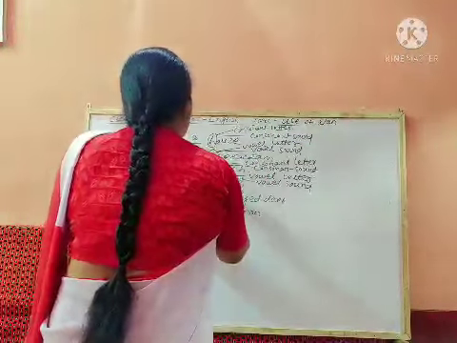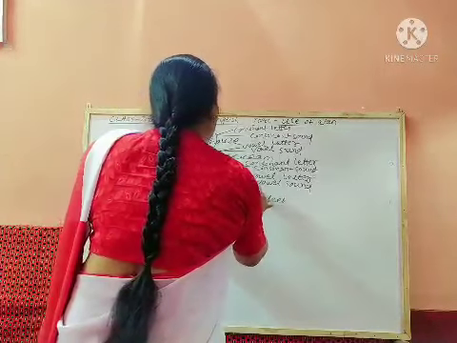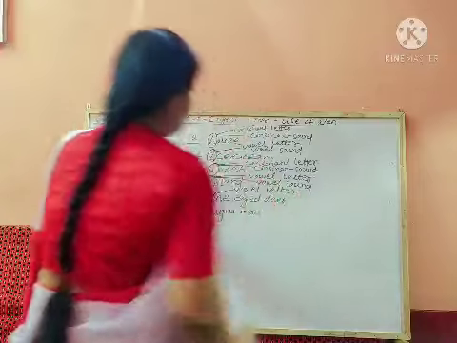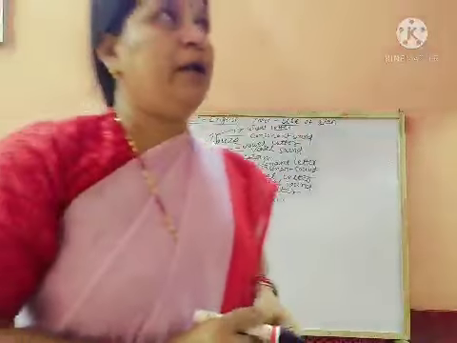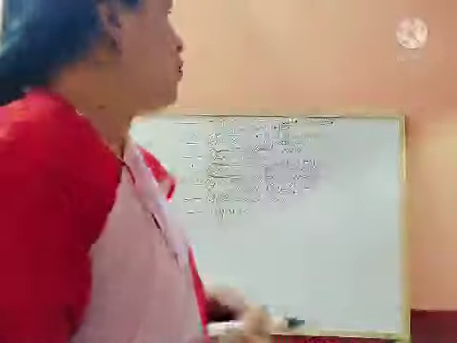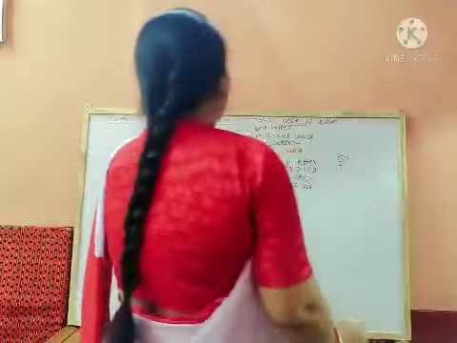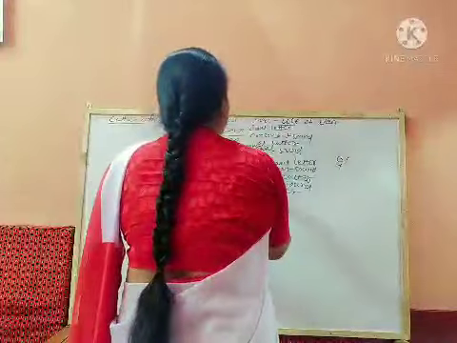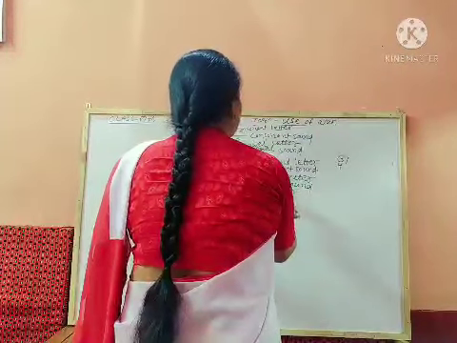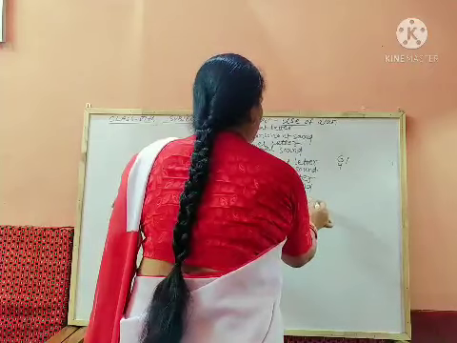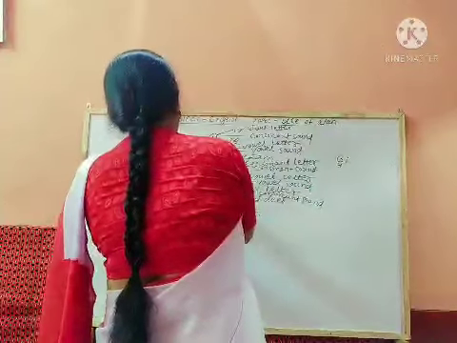Next, one-eyed. O is the vowel letter. But the sound is "one." "Wo" is the consonant sound. So in this place we use A.